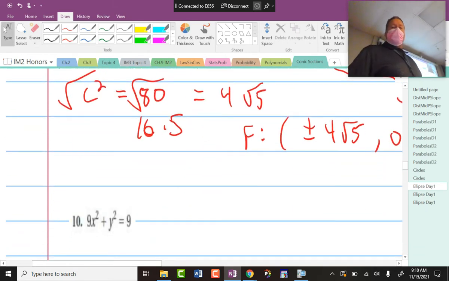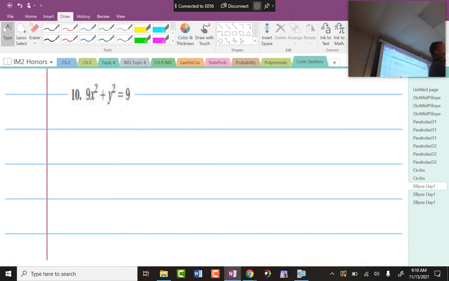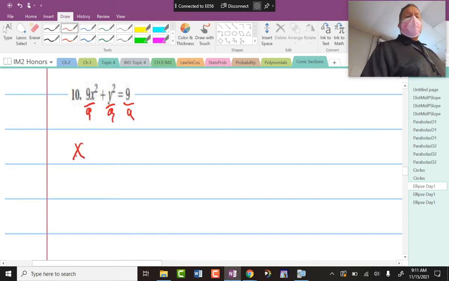I named the vertices, co-vertices, and found the foci. Real quick, what should I do to both sides? This is supposed to be equal to what number? What's the right side supposed to equal? 3, 2, 1, go. 1. So what do I have to divide both sides by? 3, 2, 1, go. 9. Good. And then I'll write this a little bit larger. You do want to write x squared over 1 so you don't get confused about what your radii are. And then now it's in the format.